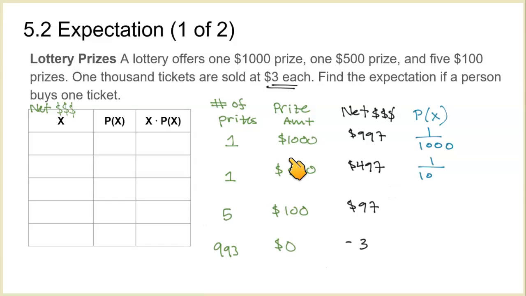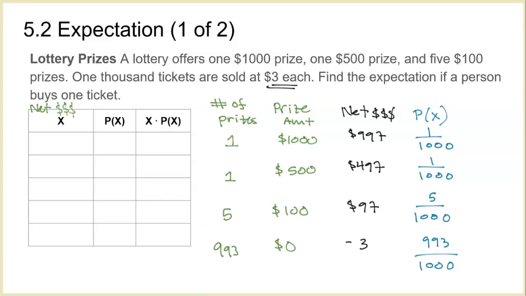Again, only one ticket represents a prize amount of $500. So 1 in 1,000. 5 tickets are for winnings of $100, so that'd be 5 out of 1,000. And then 993 tickets, you don't win anything.